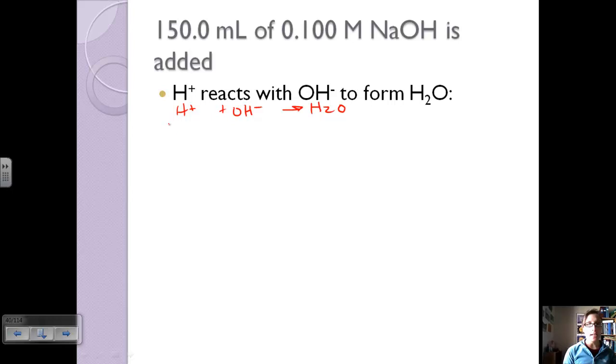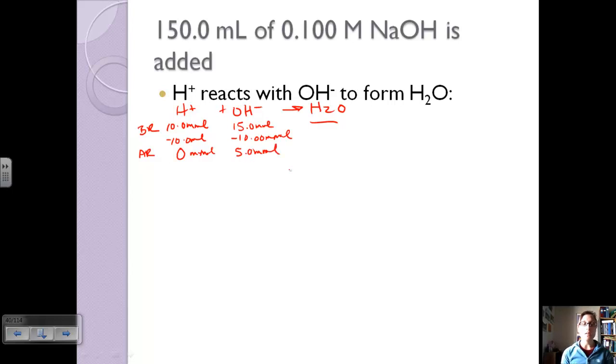We're still starting with our 10 millimoles of the H+ because we had 50 milliliters of a 0.2 molar solution. Now we have 150 milliliters of a 0.1 molar NaOH, and if we multiply that together, that gives us 15 millimoles. So now, this is our before reaction. So now we're going to react, but this time we have less H+. So we're subtracting the 10 millimoles here, because that's what's reacting. And so for our after reaction, we have no H+ left, but we have 5 millimoles of OH- left.